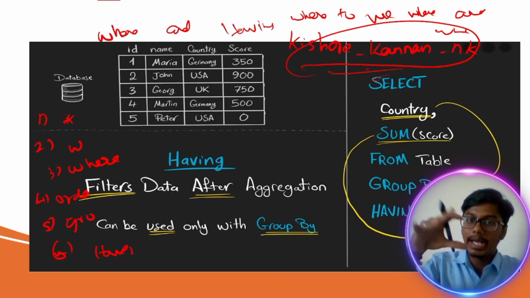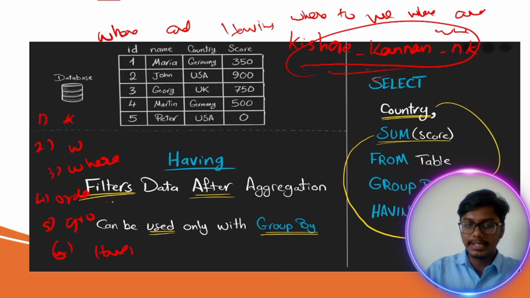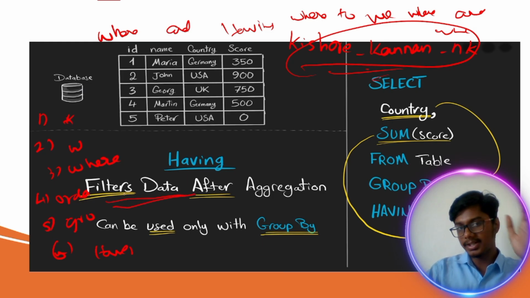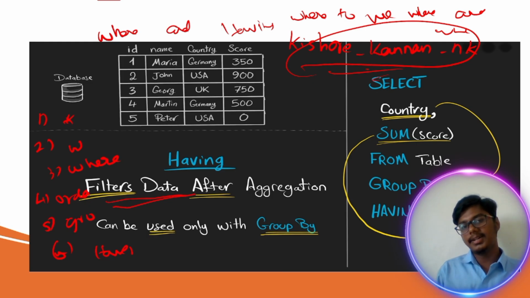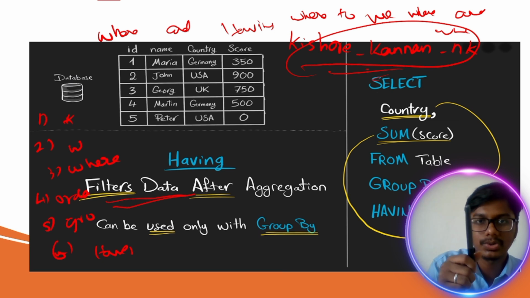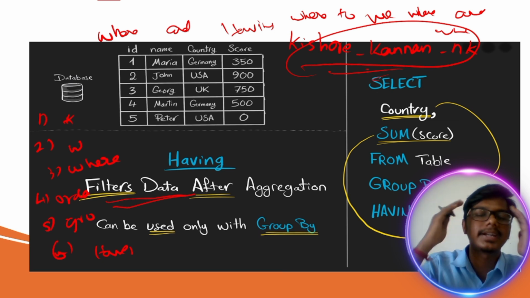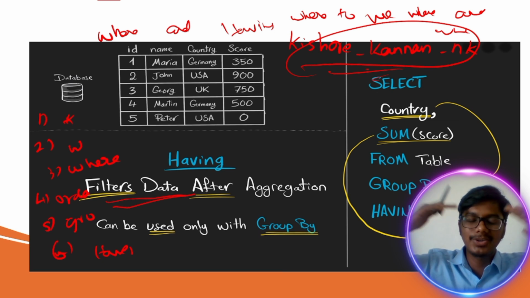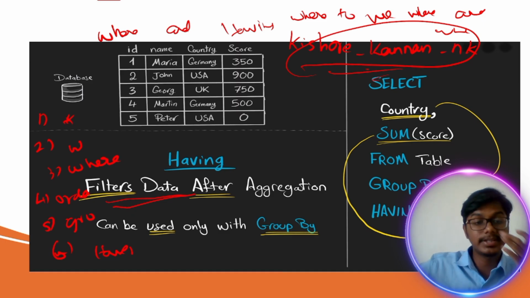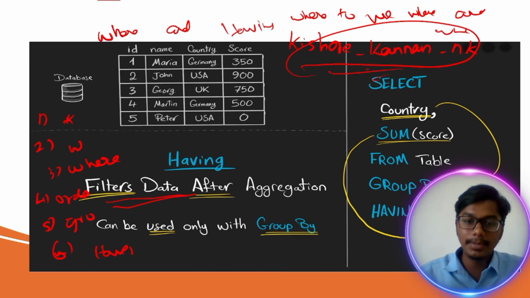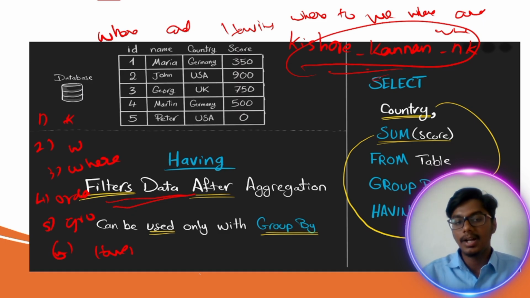First of all, you want to know HAVING, right? If you want to filter data, WHERE also uses a filter condition. WHERE is used before aggregation, and HAVING filters data after aggregation. If the interviewer asks this question, keep this in mind: WHERE filters data before aggregation, and HAVING filters data after aggregation, and it can be used only with GROUP BY.